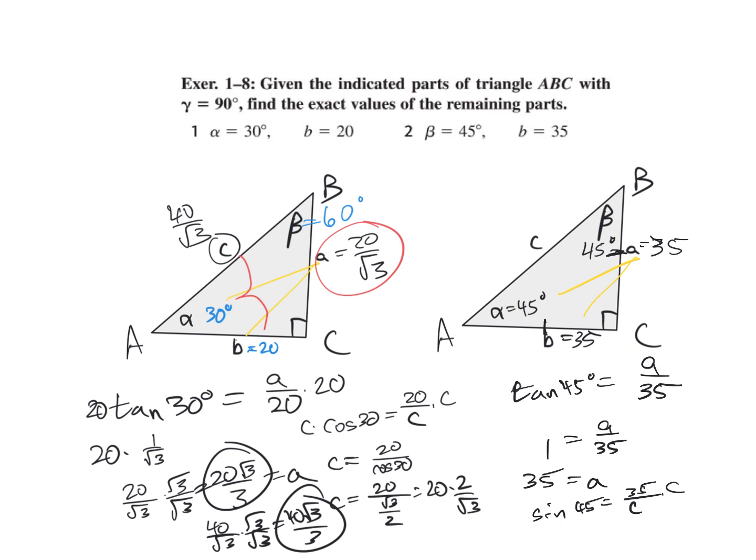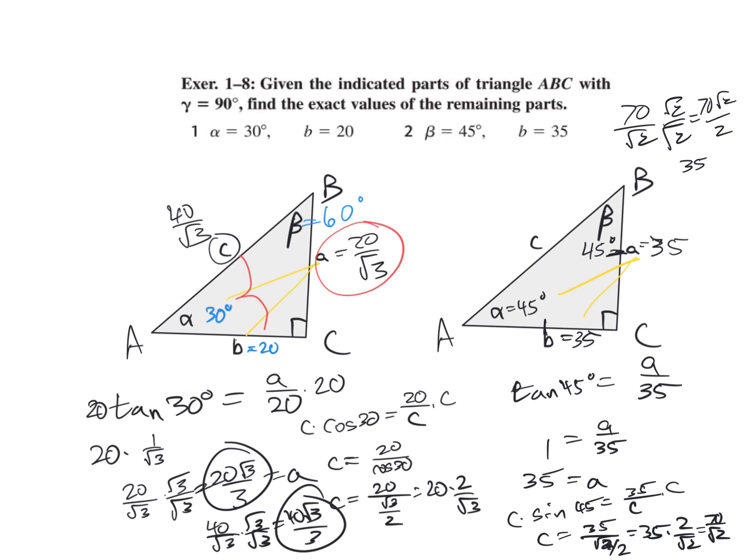So multiply by C, and then divide, and you get 35 divided by whatever the sine of 45 is, which everybody knows is the square root of 2 over 2. So that's 35 times 2 over the square root of 2, or 70 over the square root of 2. And you rationalize that. I'll put it up here. 70 over the square root of 2 times the square root of 2 over 2. And that's 70 square root of 2 over 2, or 35 square root of 2.